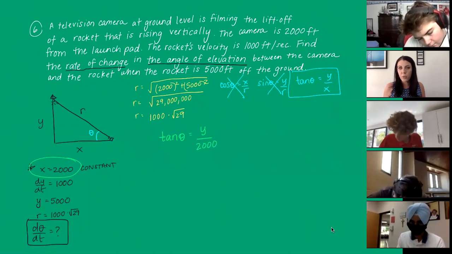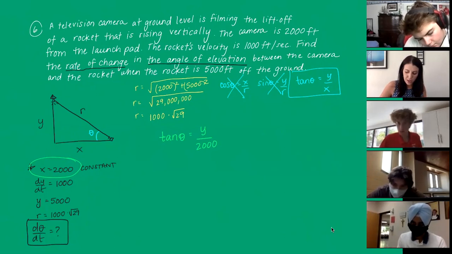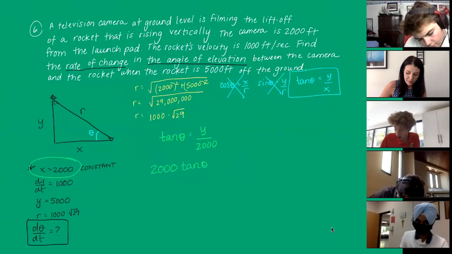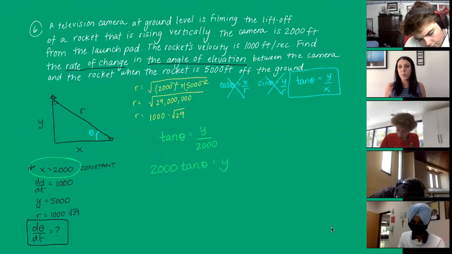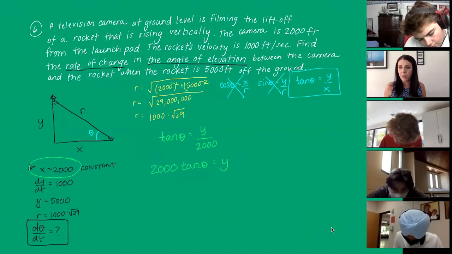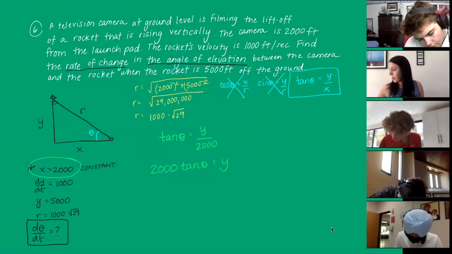There's a bunch of different ways you can write this. You could write 1 over 2000 times y. I think most people will find it easier to just multiply that 2000 up to the other side so that they change their starting equation to 2000 tangent of theta is equal to y. Most people will use this as a starting equation just because that's a little easier to think about the derivative, right? So I want you to take a second and write that derivative.